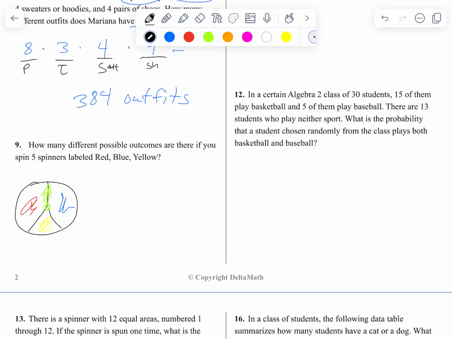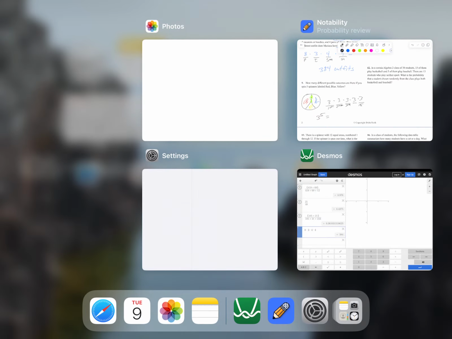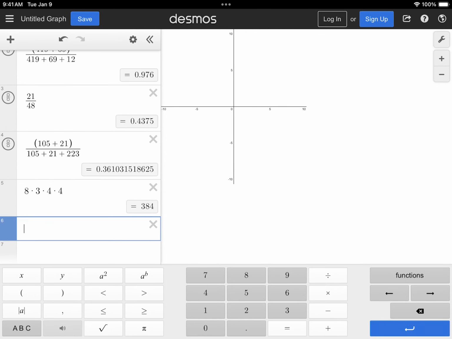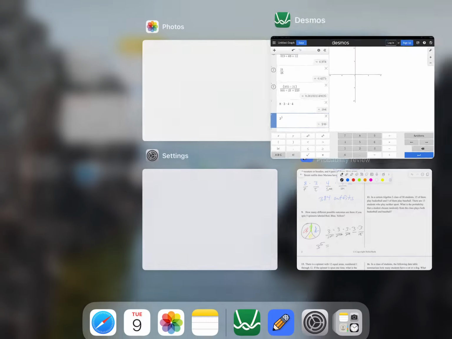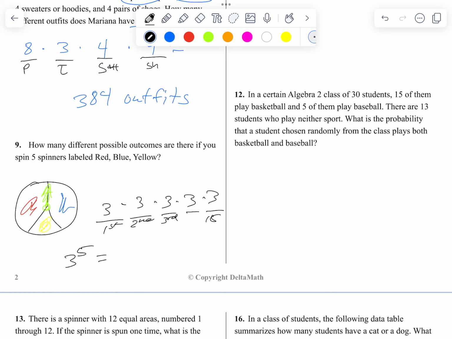So on each one, there's 3 choices on the first one, 3 choices on the next one, 3 on the other one, 3 on the next one, and 3 on the 5th one. This will be the first spinner, the second spinner, third, all the way through the 5th. You multiply these all together. That's 3 to the 5th power, or 3 times 3 times 3 times 3 times 3. 3 raised to the 5th power, 243.